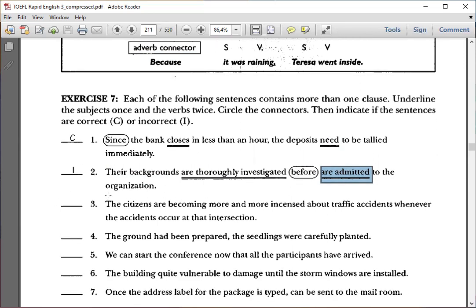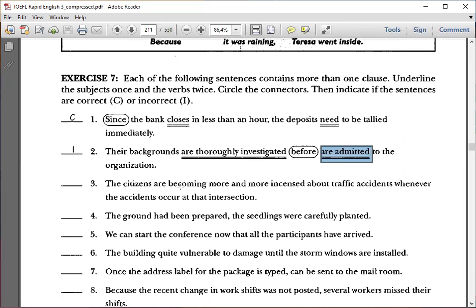Okay, let's go analyze, yeah, for number 3. The citizens are becoming more and more insistent about traffic accidents whenever the accidents occur at the intersection. Can you find the connectors? About accident whenever. There is a whenever. The accidents occur, subject verb. What about the citizens are becoming more and more insistent about traffic accidents. So number 3 is correct. Connectorsnya ada whenever, the citizens are becoming nya sudah subject verb.